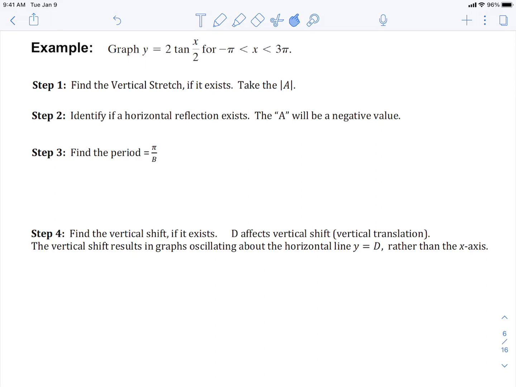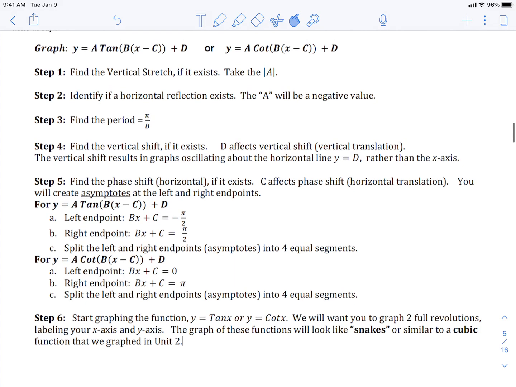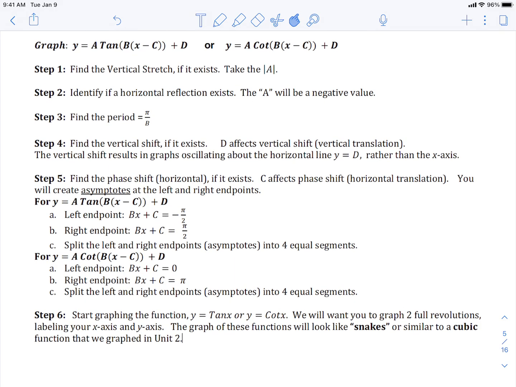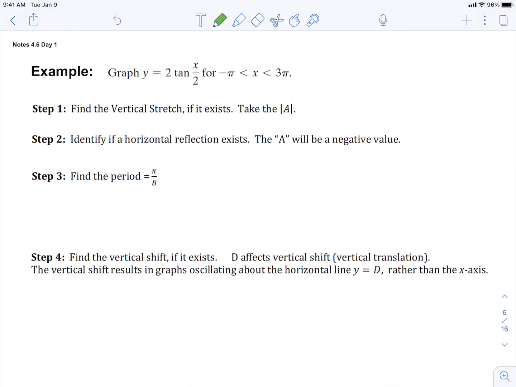All right, we have in a previous video graphed the parent function for the tangent, and we're going to now take care of some transformations. So on this previous slide are the steps to follow in my words, and I will break them down in this example. So we have the equation y equals 2 tangent of x divided by 2. I'm just going to go ahead and change that x divided by 2 to the tangent of 1/2 x.